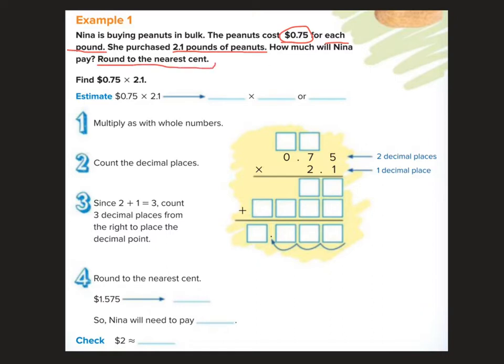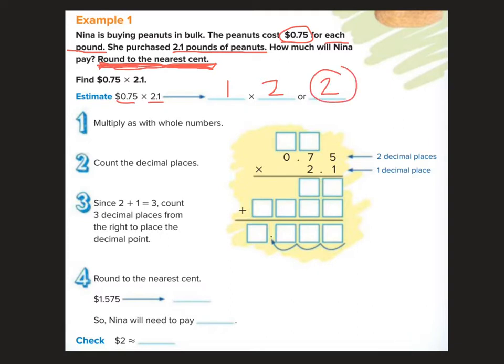Now this is something that a lot of kids get confused upon, so we'll talk about that at the end because we need to get our answer before we can do that. But here we go. First we're going to estimate, so we know about what our answer should be. 75 cents is about $1. 2 1/10 is about 2. So our answer should be about $2 once we're done with it.